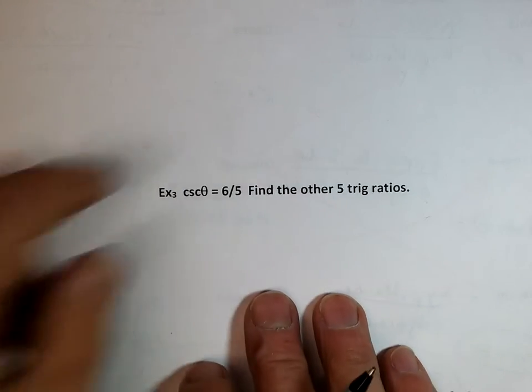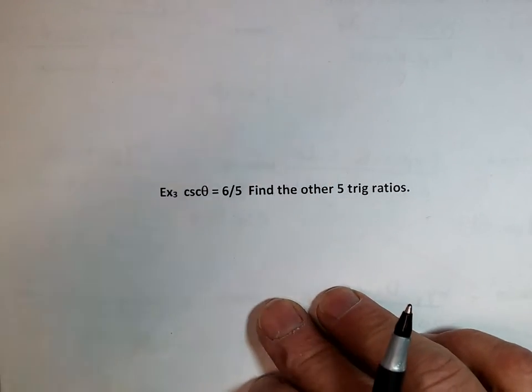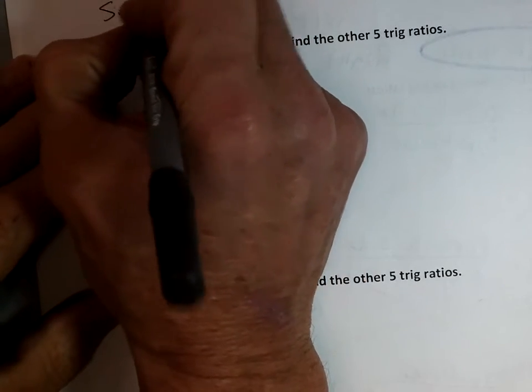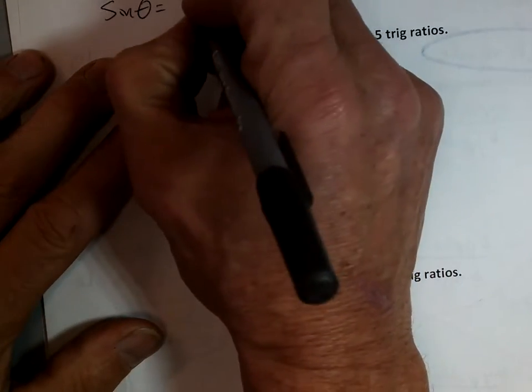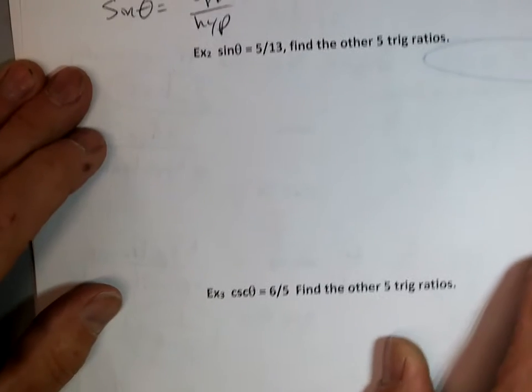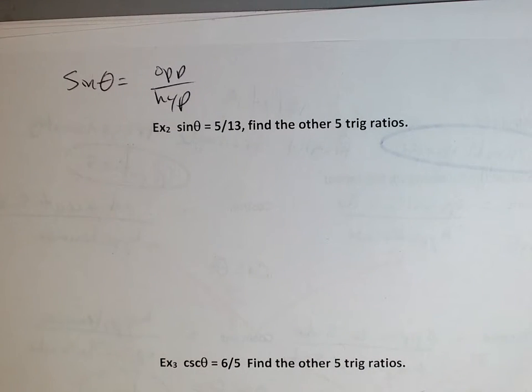Well, we get sine of some angle is 5/13. Let's see, here's what I know about sine. Sine of an angle is equal to the opposite over the hypotenuse, right? So let me write that down.